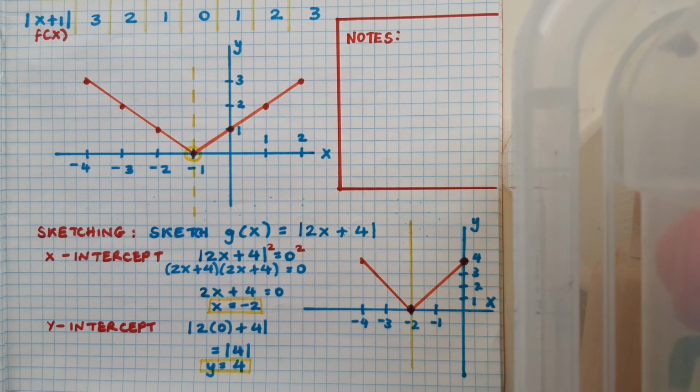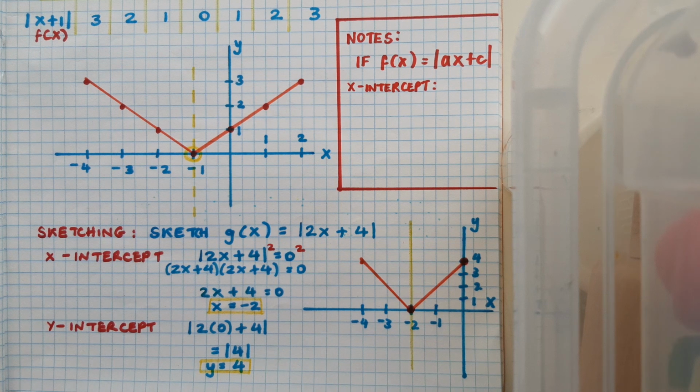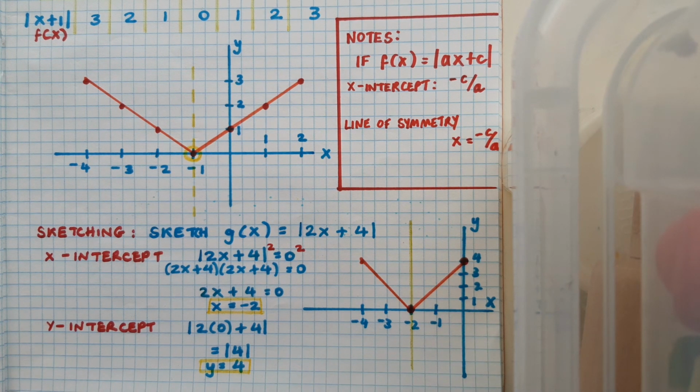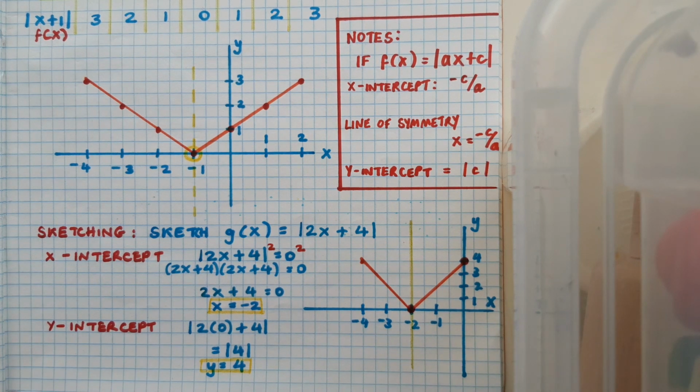And finally, a couple of things to note from the graph and the sketch. If I think of a modular function being in the form absolute value of ax plus c, then the x-intercept can be written as minus c over a. The line of symmetry can be written as x equals minus c over a. And the y-intercept can be written as the absolute value of c.